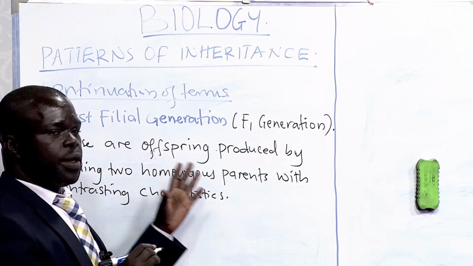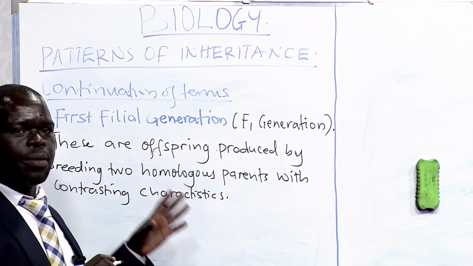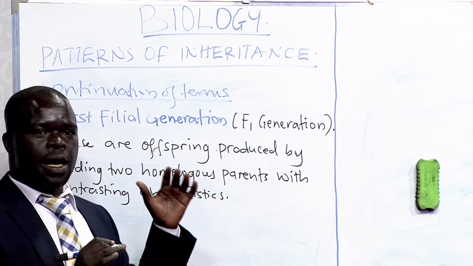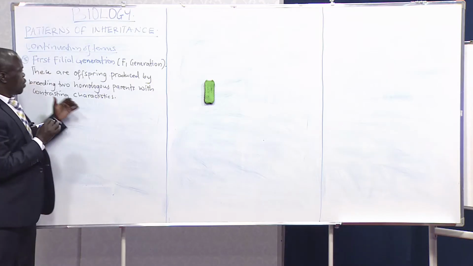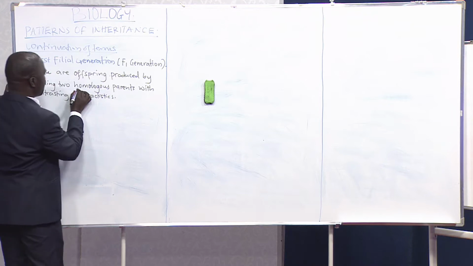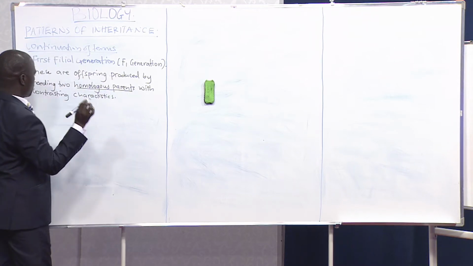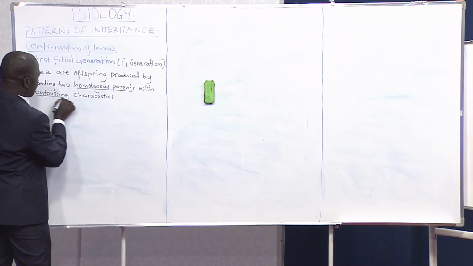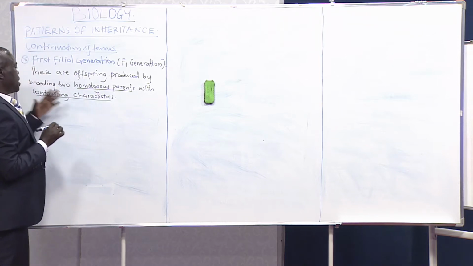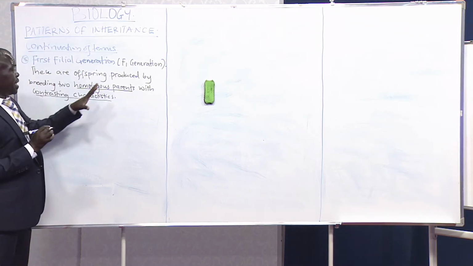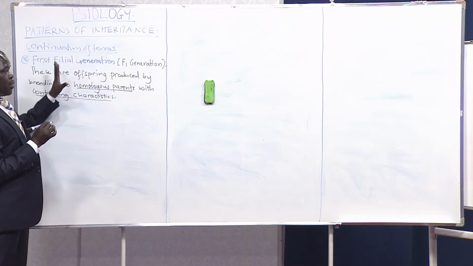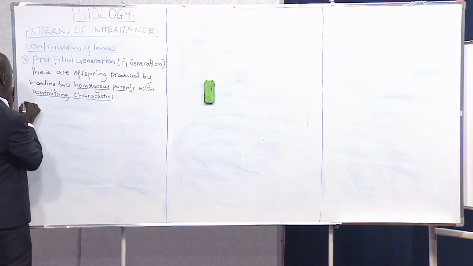This term will be a little bit harder for you to grasp at the moment, but I would like you to pay attention. What do you mean by homologous parents, and contrasting characteristics? These are the key terms. I will come back and explain more on them.